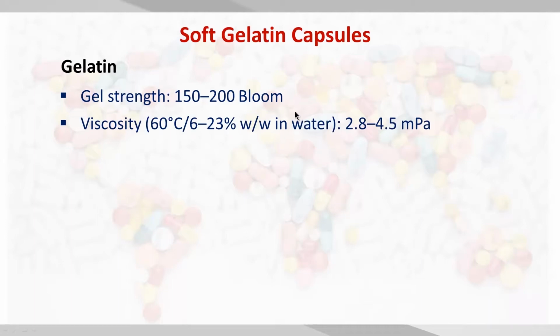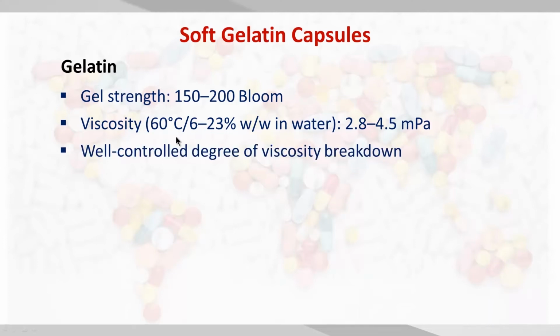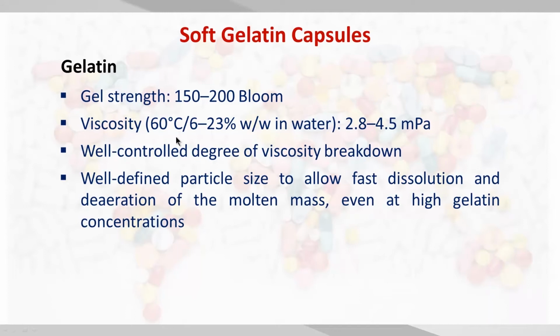The viscosity of gelatin should be in the range of 2.8 to 4.5 millipascal. Generally, we prepare a 6 to 23% weight by weight solution of gelatin in water at 60 degrees centigrade for the preparation of soft gelatin capsules. The viscosity should be well controlled, with a well defined particle size to allow fast dissolution and de-aeration of the molten mass even at high gelatin concentration.